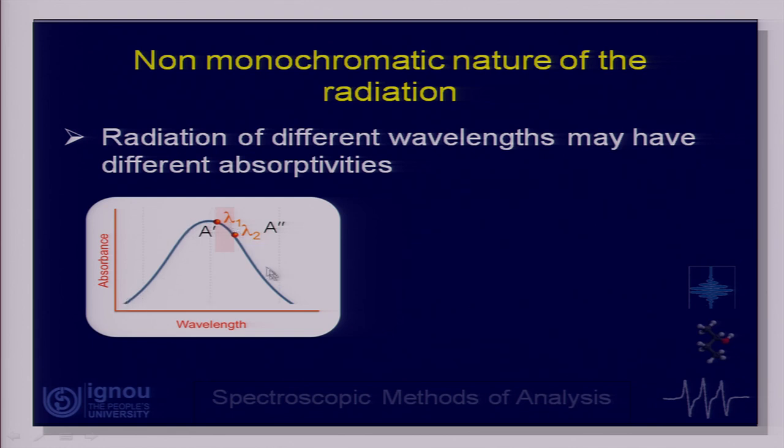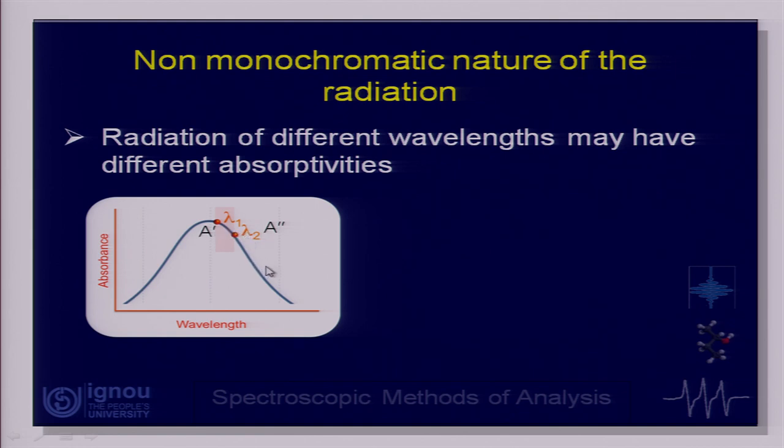Suppose this is the spectrum of the absorbing species, and let us say there are two wavelengths passing through that. One is at lambda 1, the second is lambda 2. Now, for this particular absorbing species, at lambda 1 the absorbance is A prime, and at lambda 2 it is A double prime. That means at two very closely related wavelengths, we find that the absorbance values are fairly different.